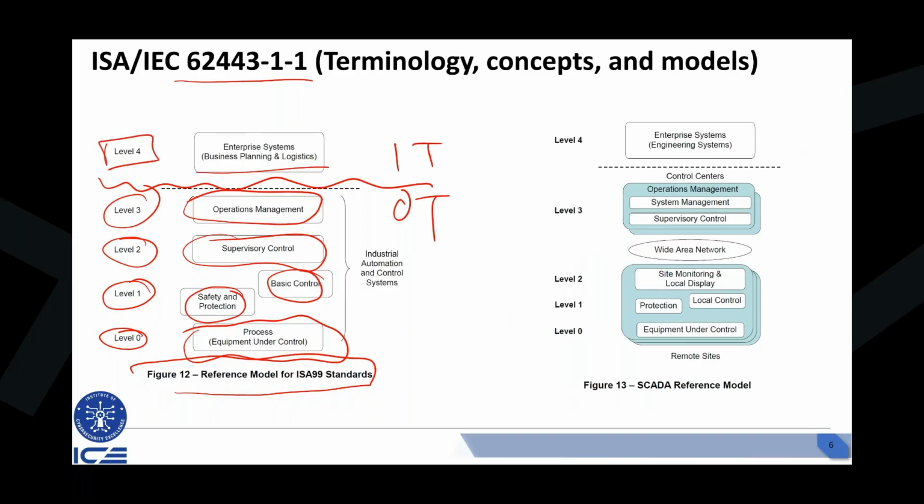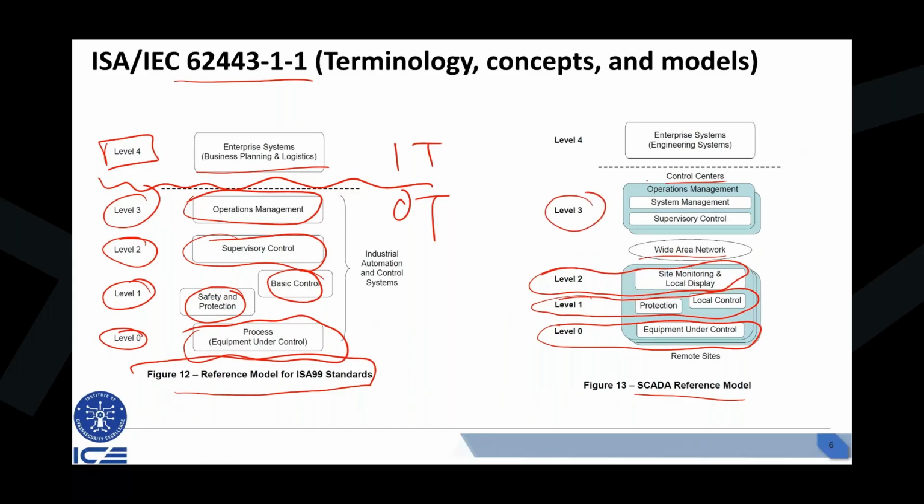Similarly, if it's a SCADA environment, it will have something very similar. Level 0 would have the equipment. Level 1 would have the PLCs. Level 2 would have the local monitoring, and then you could have a wide area network connecting multiple sites into a centralized control center, which would be, I guess, classified as level 3 with supervisory control and systems management. But once again, there'll be a boundary between IT and OT, and level 4 will be considered as the IT layer.